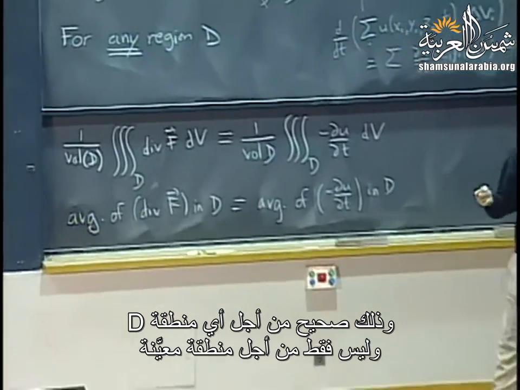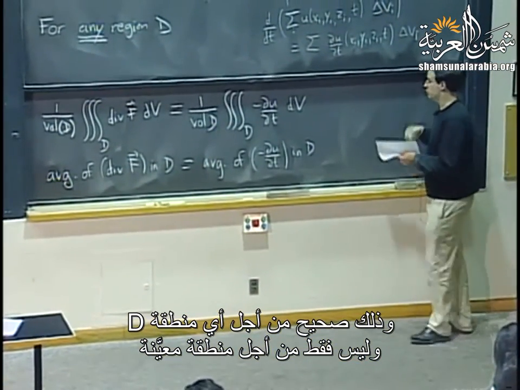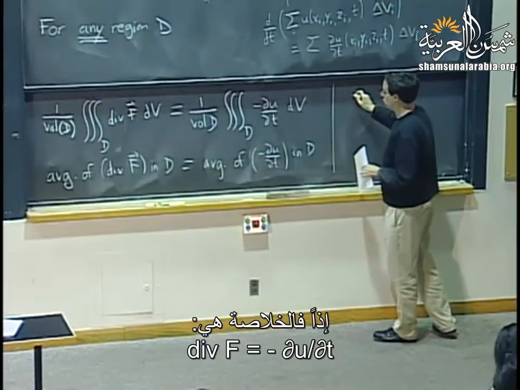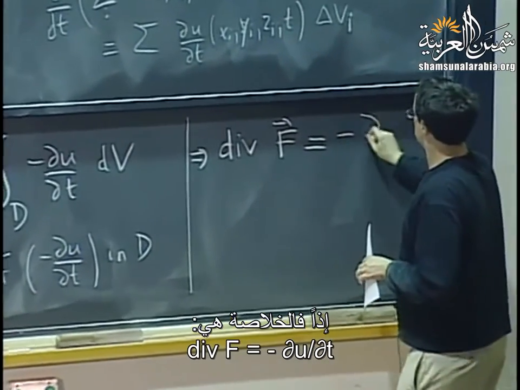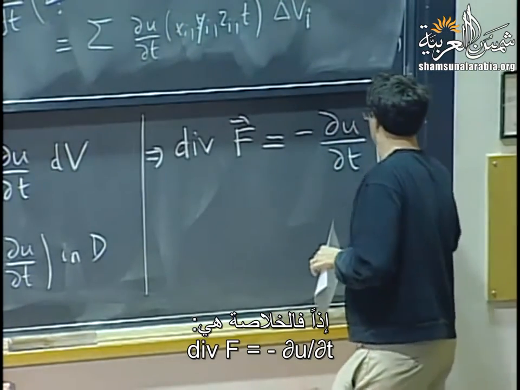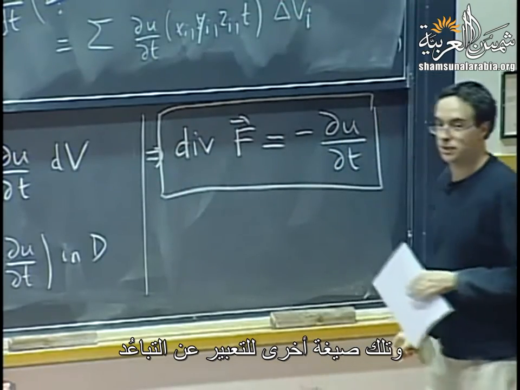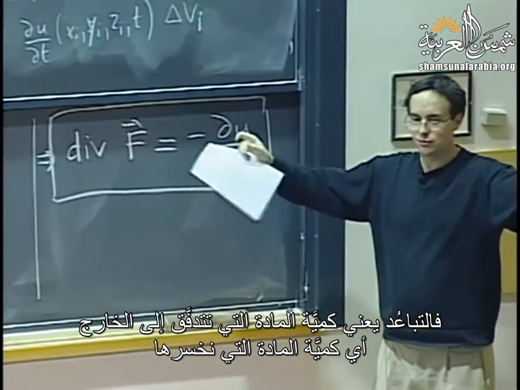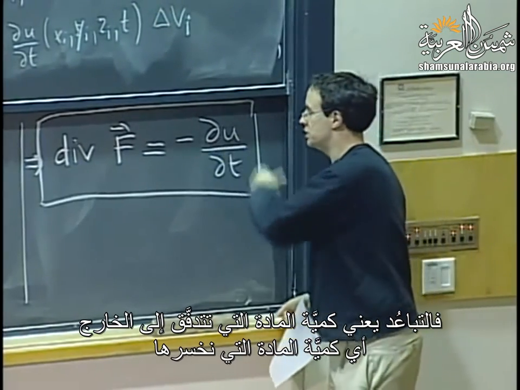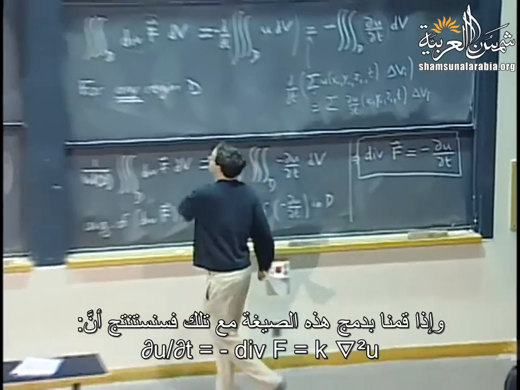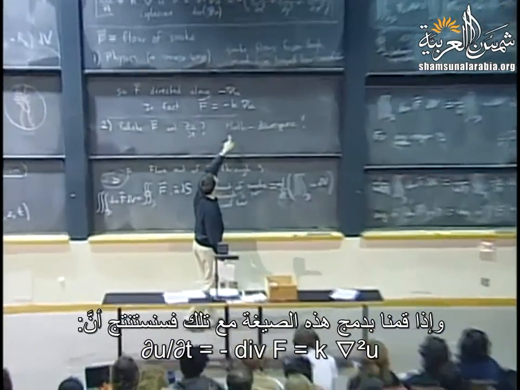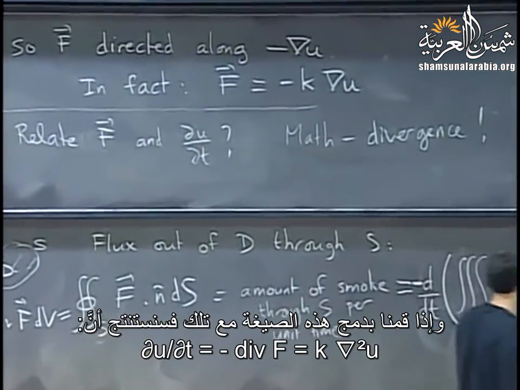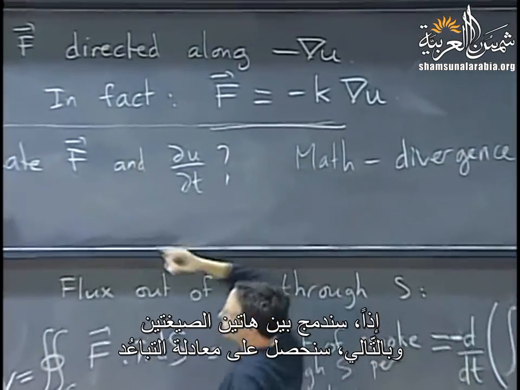And that's true for any region D, not just for some regions, but for really any region I can think of. So the outcome is that actually the divergence of f is equal to minus du/dt. And that's another way to think about what divergence means. The divergence, we said, is how much stuff is actually expanding, flowing out. That's how much we are losing. And so now if you combine this with that, you'll get that du/dt is minus divergence f, which is plus k del squared u. Okay, so you combine this with that, and you get the diffusion equation.